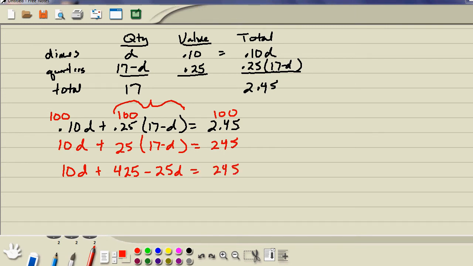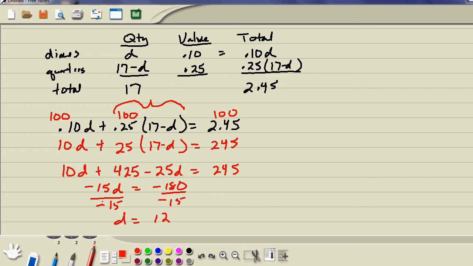All right, and I simplify it. 10D minus 25D is a negative 15D, and I subtract 425 from each side, so 245 minus 425 is a negative 180, and I divide both sides by a negative 15, and D equals 180 divided by 15 is 12. So this says I have 12 dimes.